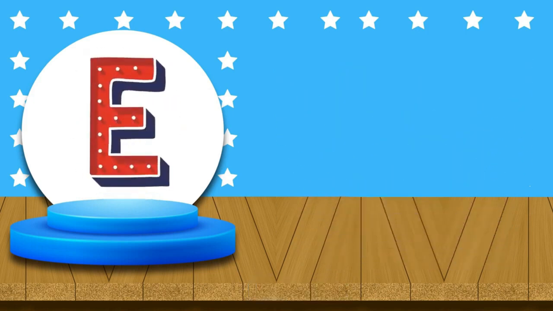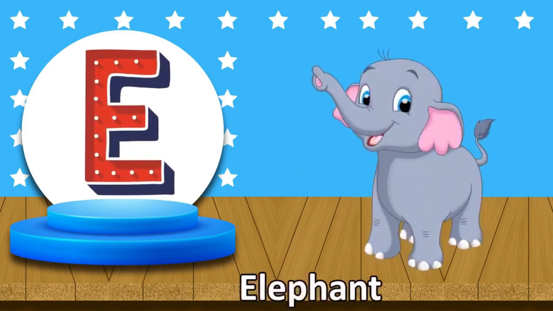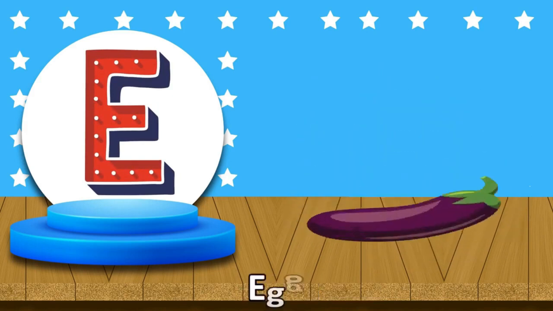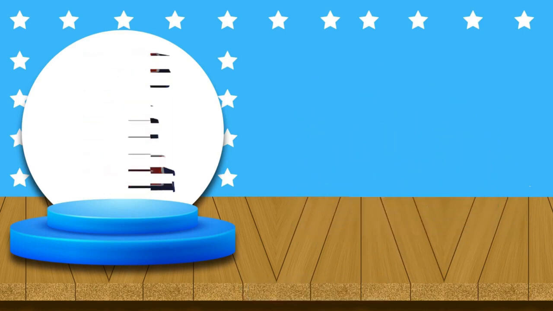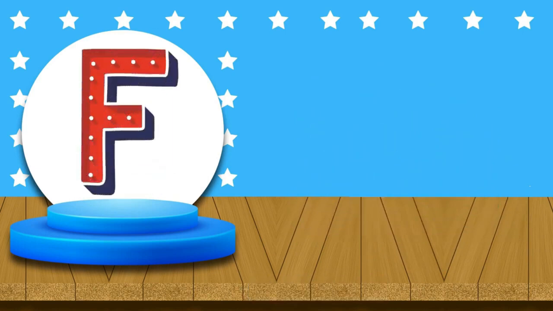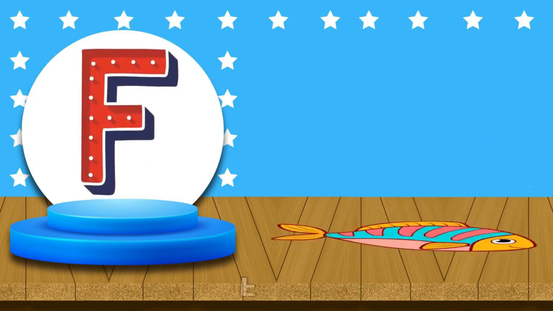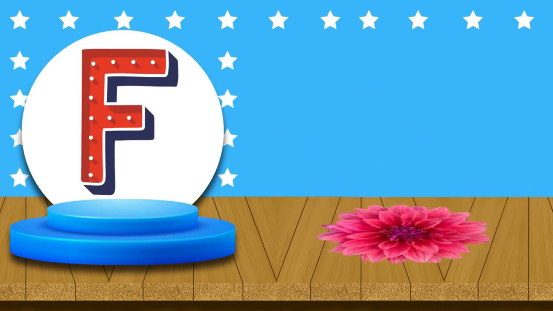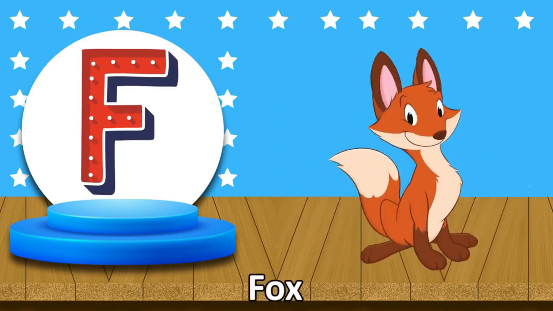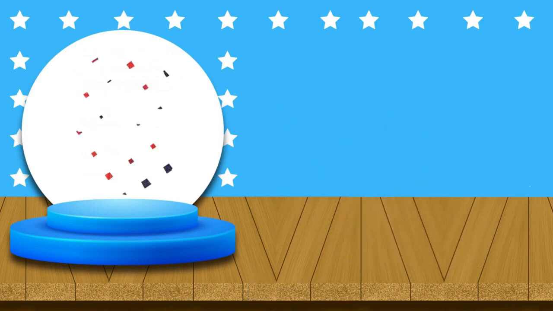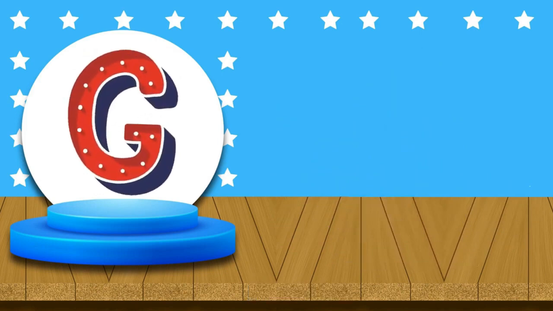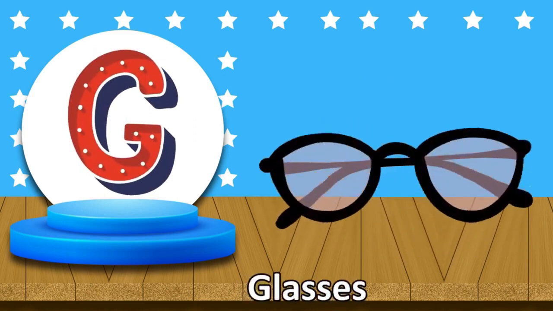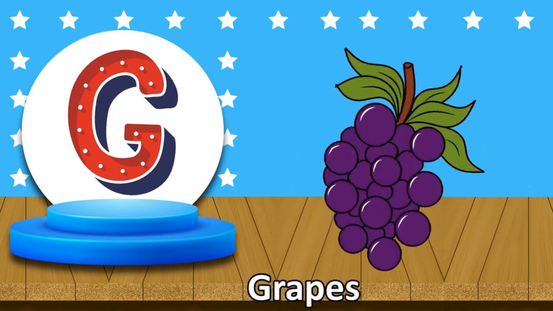E. E is for elephant, eggplant. F. F is for fish, flower, fox. G is for giraffe, glasses, grapes.